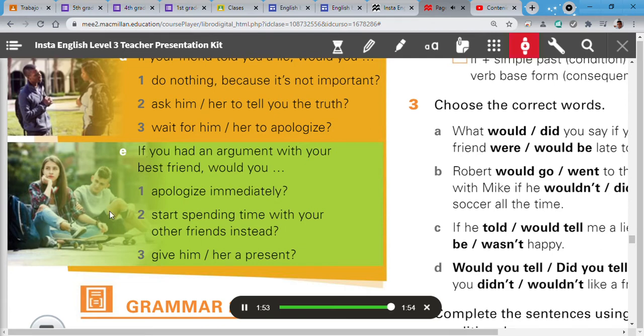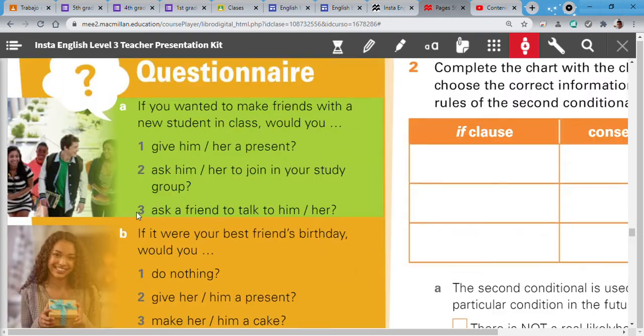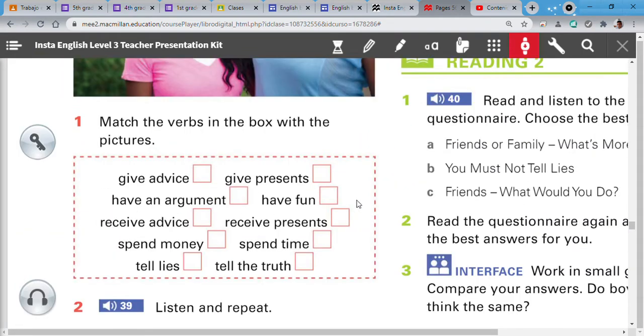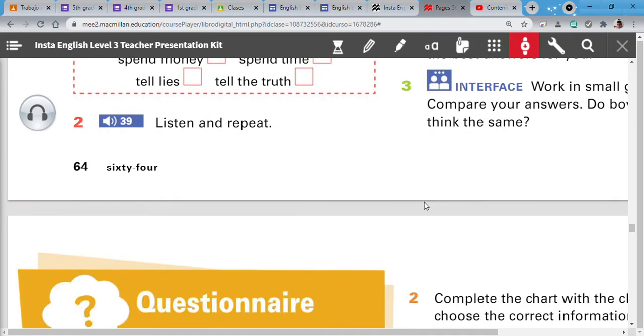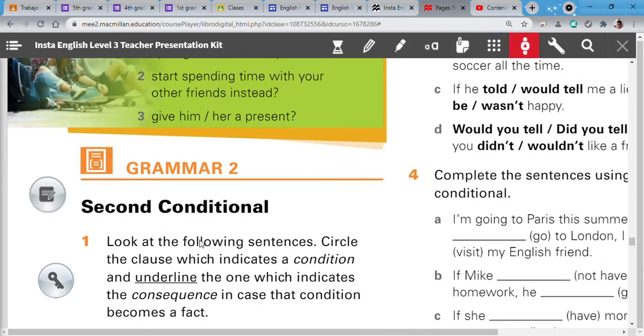Okay, this is our reading activity. So here, we decided to look for friends. What would you do as a title? Now let's see here. I have grammar number 2, second conditional. Look at the following sentences. Circle the clause which indicates a condition and underline the one which indicates a consequence in case the condition becomes a fact.